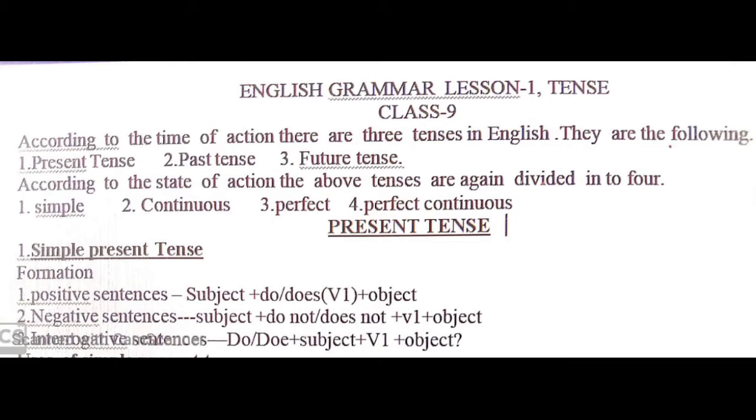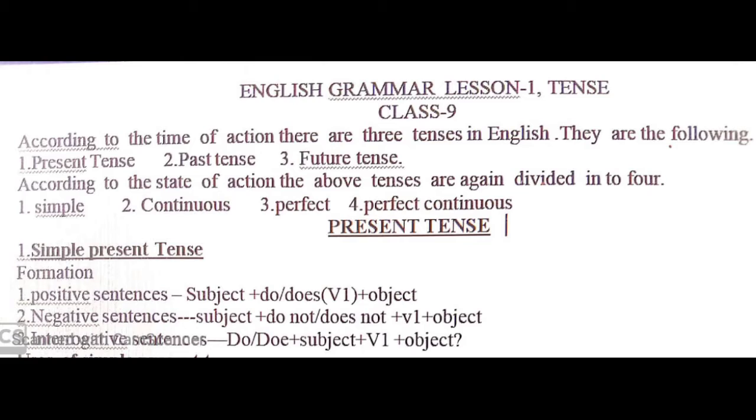What is tense? Tense shows the time of action. According to the time of action, there are three tenses in English. What are they? Present tense, past tense, and future tense. These tenses, according to the state of action, are again divided into 4. That means total 12 tenses.